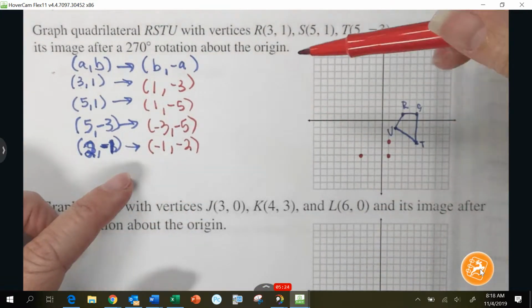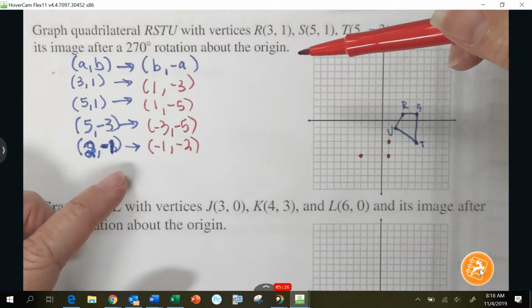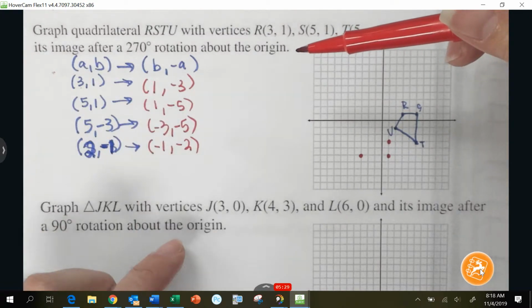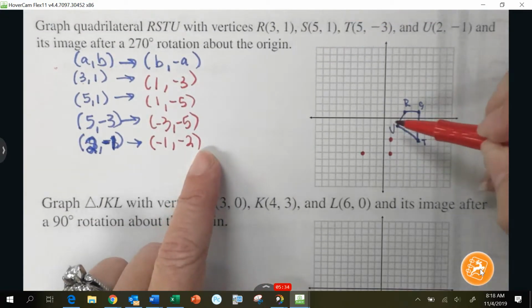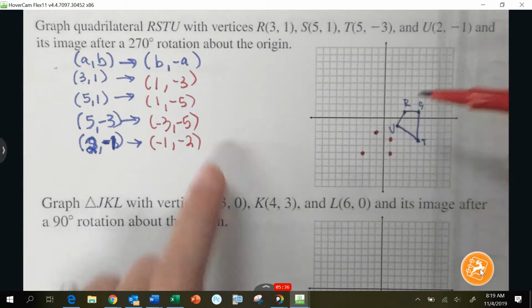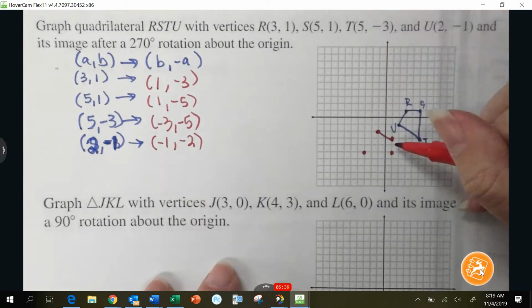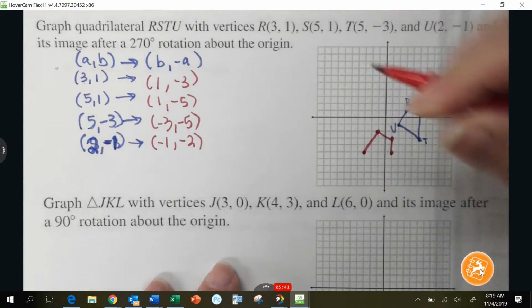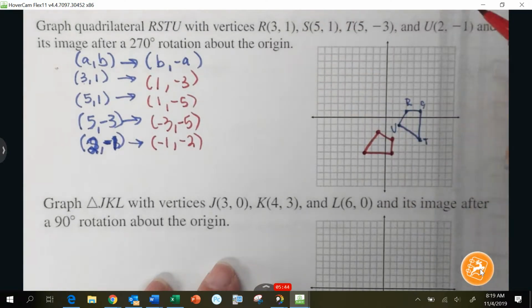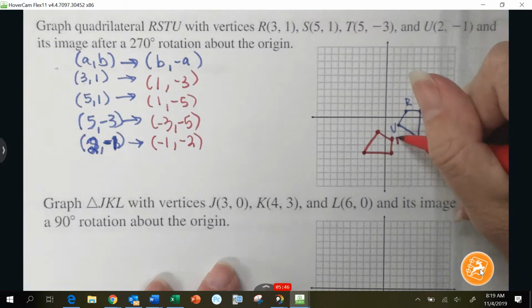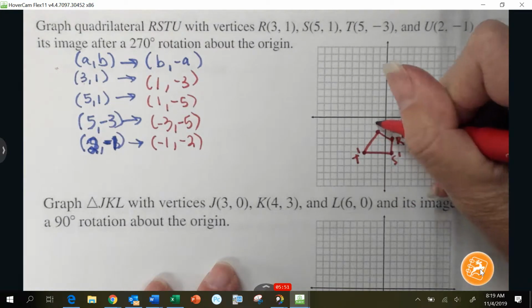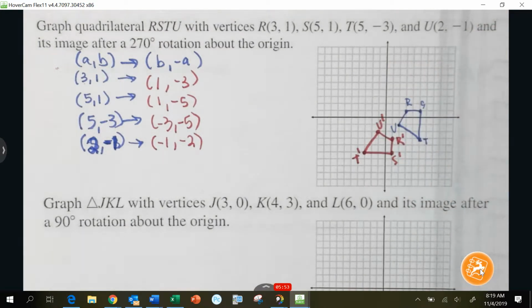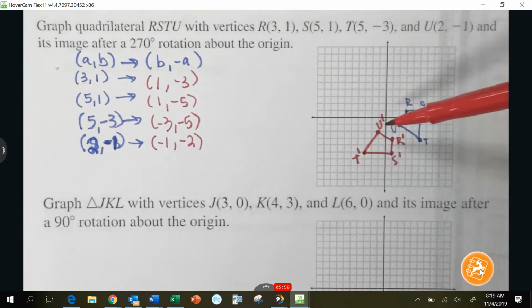So I switched the y value to the front, did nothing to it. I switched the x value to the end and changed all the signs. And then I went and I labeled my picture as R prime, S prime, T prime, U prime.